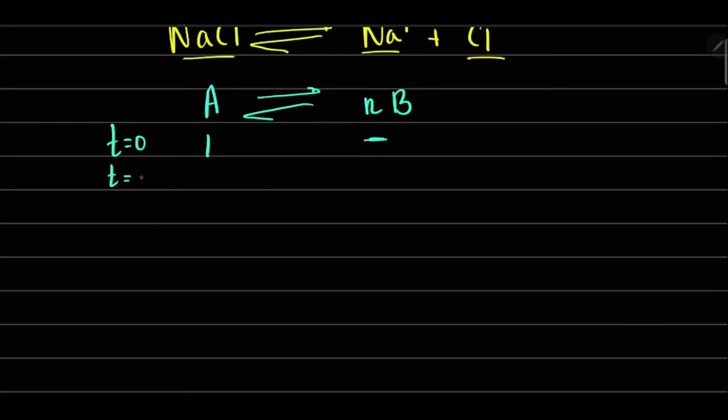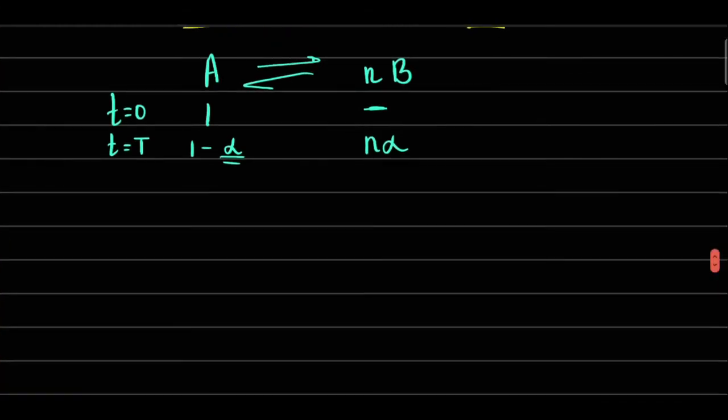Let us say at time t is equal to capital T, we are having 1 minus alpha moles of component A. Here alpha is nothing but the degree of dissociation, and this much amount of A we will have after we have reached equilibrium, and here we will have the concentration of B as n into alpha. So I hope you can understand this. This is directly from chemical equilibrium. So how are we going to find out the Van 't Hoff factor using this?